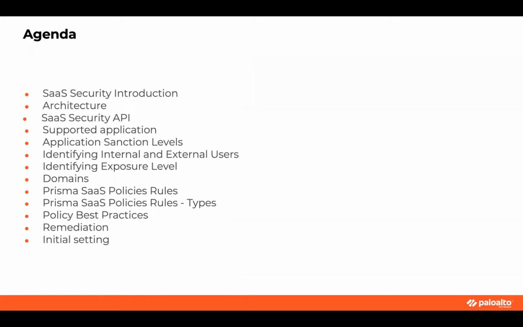In today's session, we will talk about the basics of SaaS Security API and what we need to know to start monitoring SaaS applications efficiently. We look at the architecture, supported applications, some definitions, and main concepts. Best practices for using and defining policies, remediation approaches, and required initial setting.